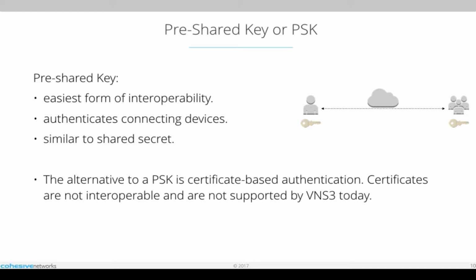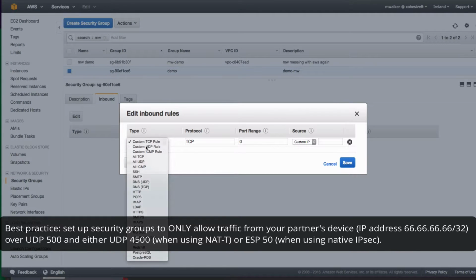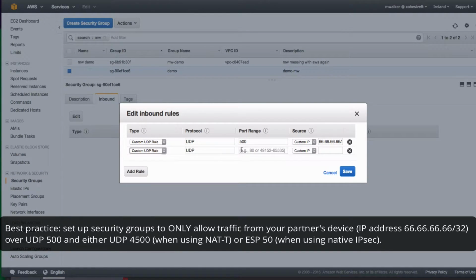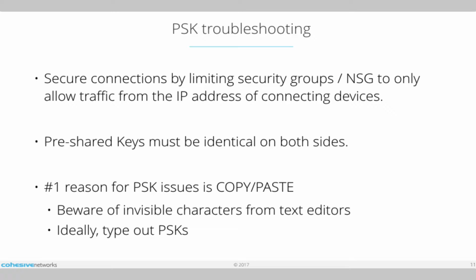So if you think about it, you set up your VNS cubed, you set up your security groups, and we covered in the best practice guide, if the partner you're connecting to has their device at a public IP of 66.66.66.66, you should set up the security group to say, I'll accept UDP 500 and either UDP 4500 or protocol 50 from 66.66.66.66. And he should do the same on his device. He should only allow that protocol from you. So that basically takes care of most of the security concerns.